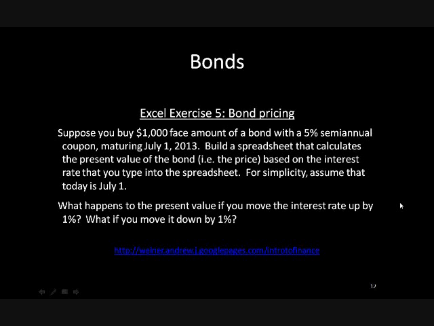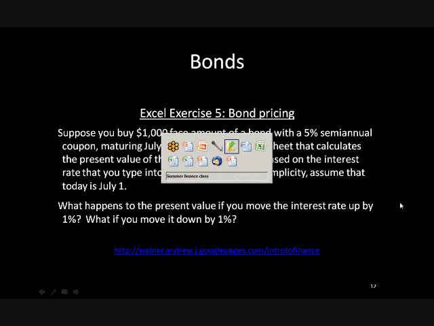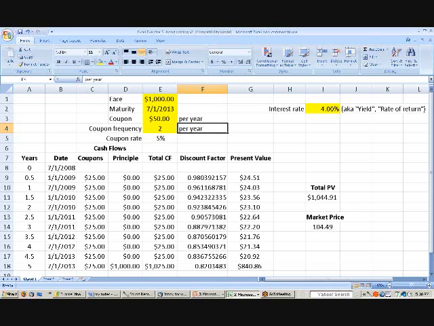We did an Excel exercise where we priced a bond that pays, I believe it was $50 coupons. We played around with the interest rate, and we used the interest rate to generate discount factors, and we looked to see what effect it had on bond prices. Let's see, this is the spreadsheet we did.